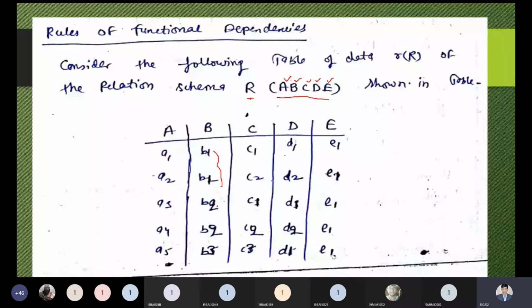And C is an attribute. It is also repeating some values. Look, see this one: C1, C1, and C2, and C3. There is no problem. But again, we have D1, and D2, and we have seen D1. So D1 is a value under the attribute that is coming three times.